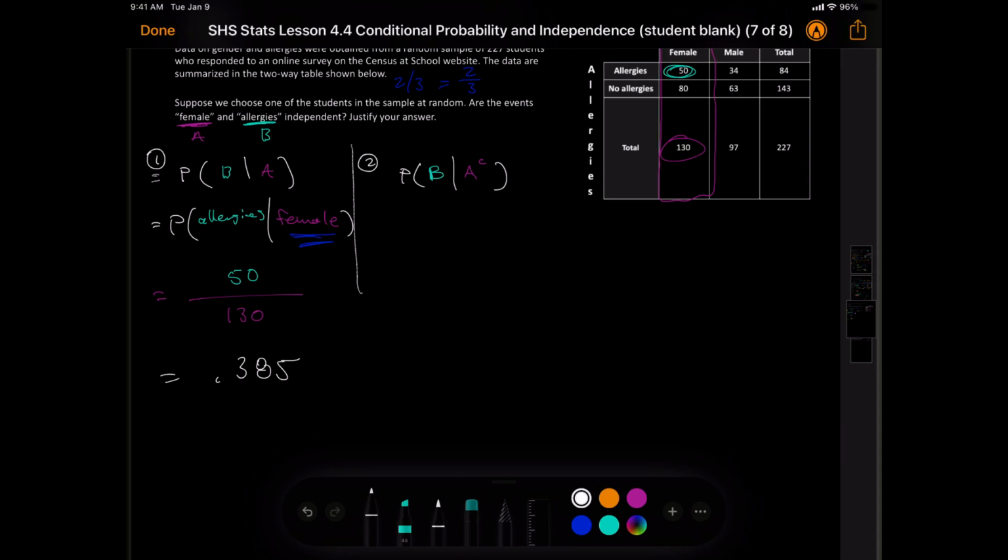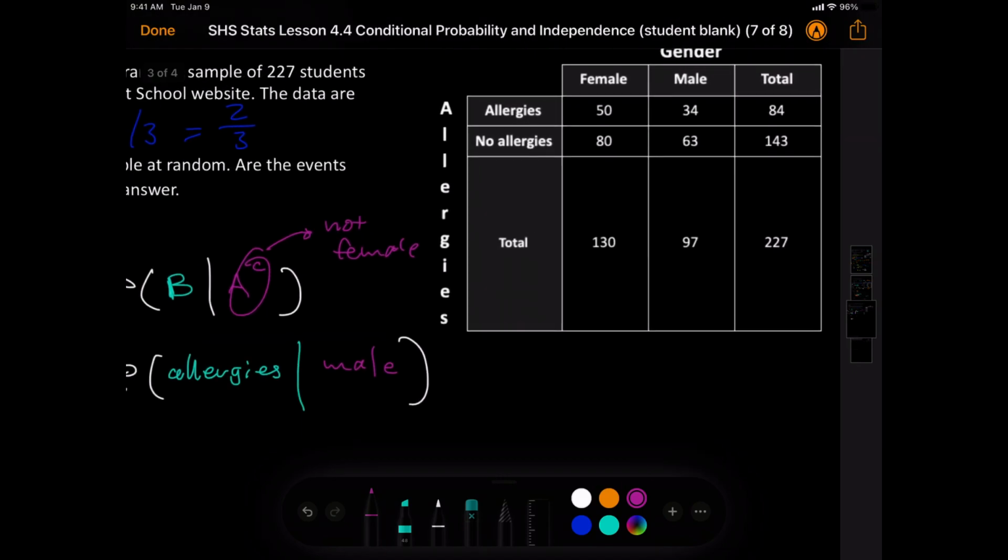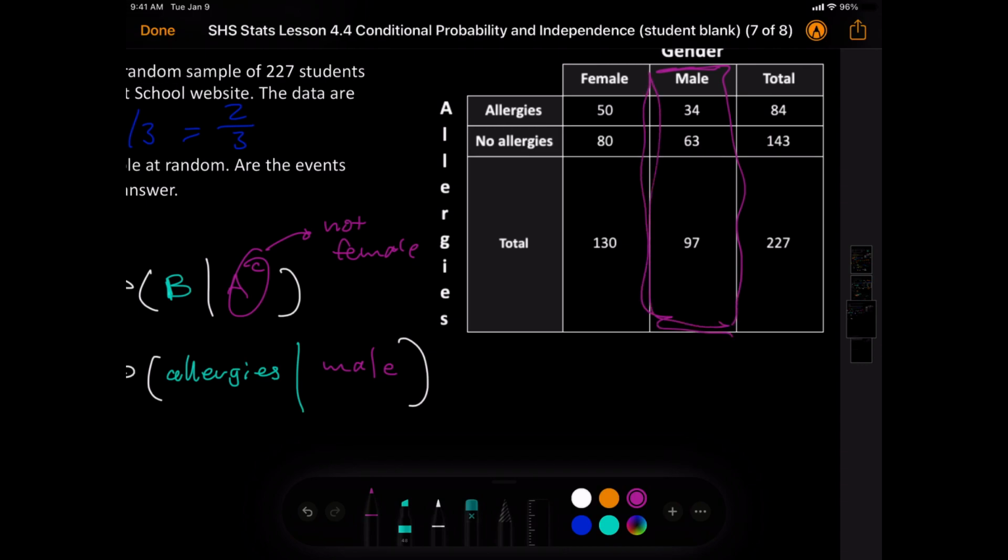Let's make sense of this second problem. We have to do these two of them to verify the formula. Basically, I want the probability of allergies given not female. What does not female mean? What's the other gender there? That means male. Remember, I look at the denominator, the right side, first. Let's look at all of the males. The total for males is 97.